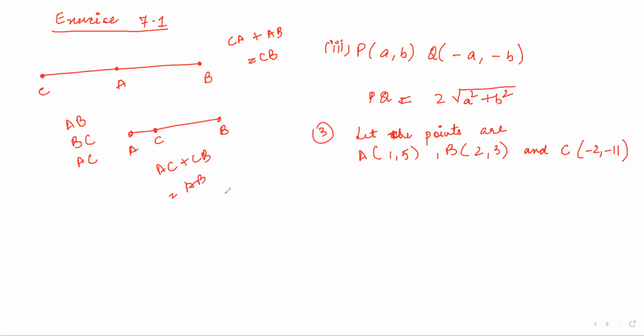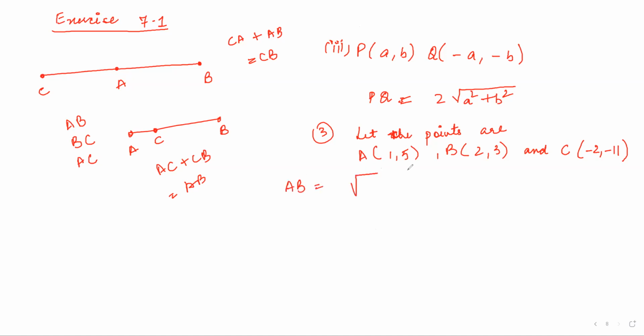All right. So I'll do the same thing here. I'll find out the distances between the points, and then I'll see whether on adding two distances I'm getting the third distance or not. If I'm getting that, then the points are collinear. Understood? Okay. So let us try to find the distance AB first of all.